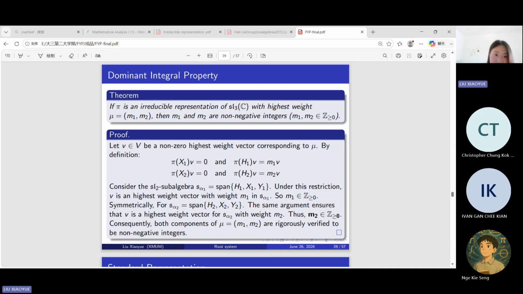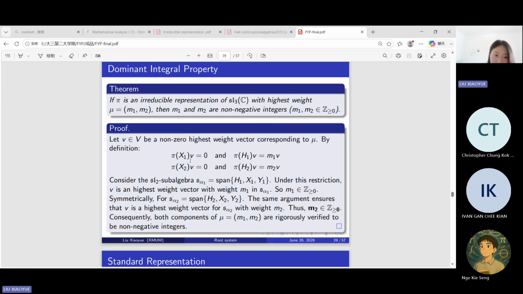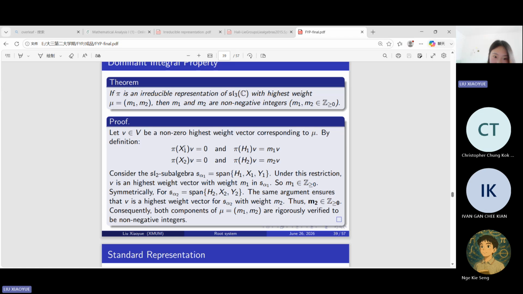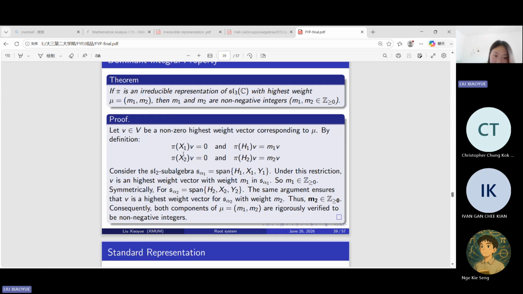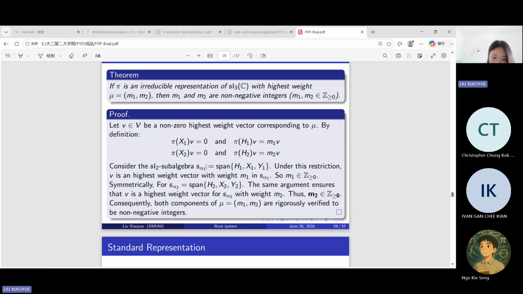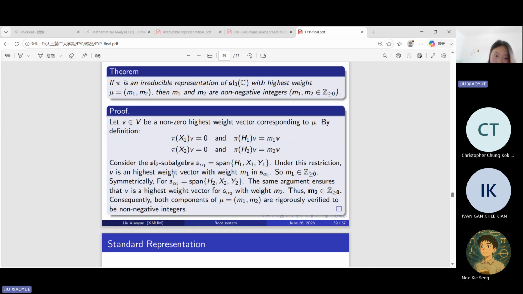And the last theorem says if pi is an irreducible representation with highest weight mu, then m1 and m2 are non-negative integers. We prove it by the definition. We know that x1 acting on v is equal to 0, and h1 v equals m1 v. Consider the subalgebra alpha1 constructed by h1, x1, and y1. Under this restriction, we know v is a highest weight vector with weight m1.